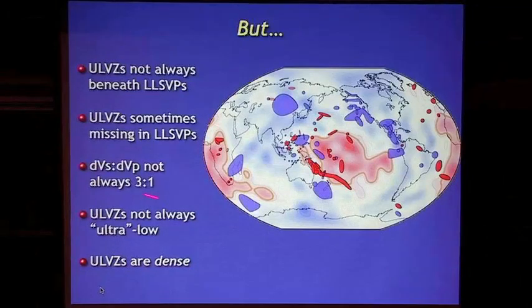So they're sometimes missing. We often see this ratio between S velocity drops and P velocity drops that are on the order of 3 to 1, and that's been used to argue for partial melt. That's not always the case. They're not always ultra low. Sometimes they're dense. Sometimes you see them out here that aren't anywhere near these. So it's not a super clear story. This is, I basically said, a resolution thing. More seismic probes are needed.